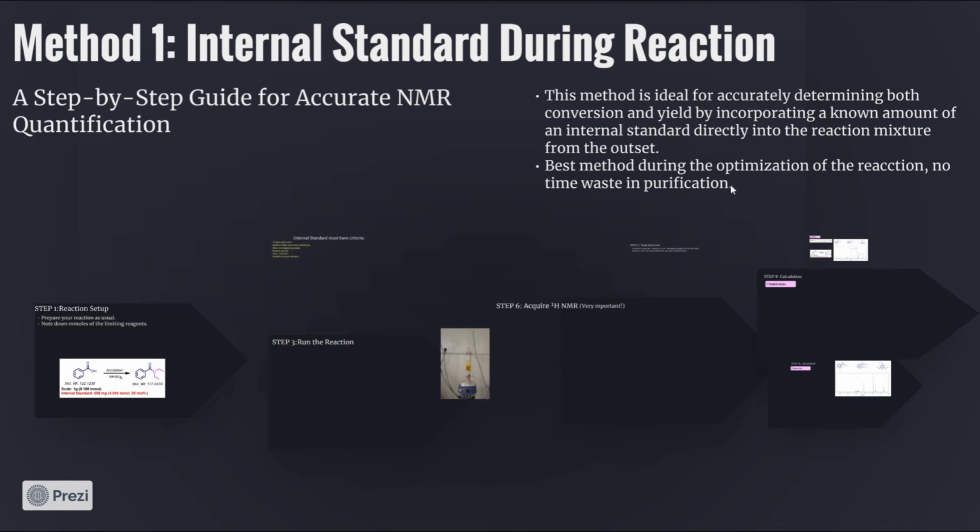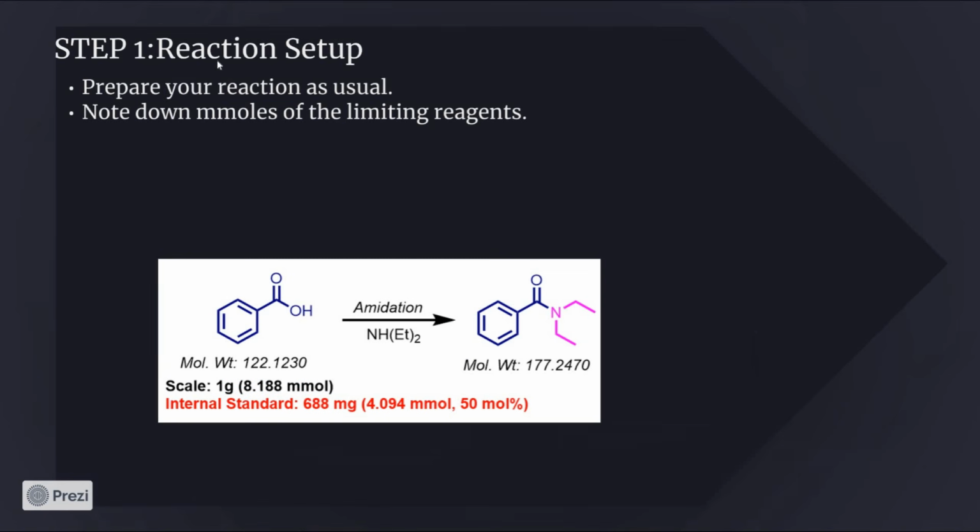Now we are going to see each and every step, how to do it practically, and then how to do the calculation for this. First step, set up your reaction as usual. Note down the millimoles of the limiting reagent. For example, I am doing amidation of benzoic acid. So I have taken 1 gram of benzoic acid, which is equal to 8.188 millimoles. This is the limiting reagent, and the amine I have taken in excess.